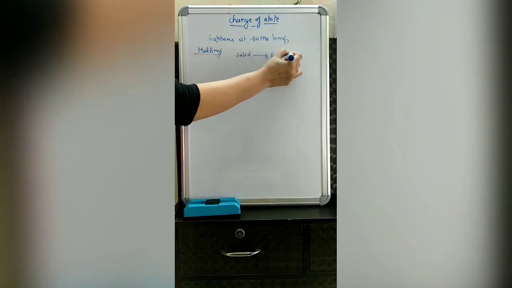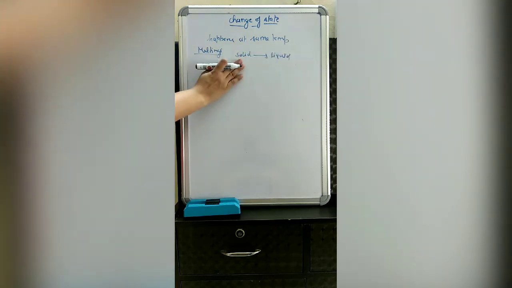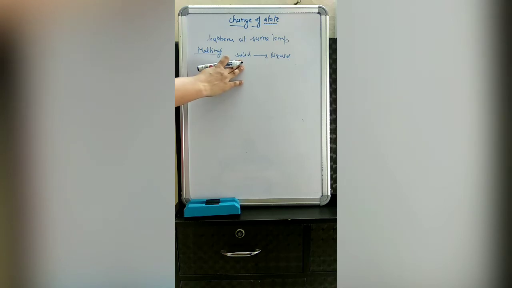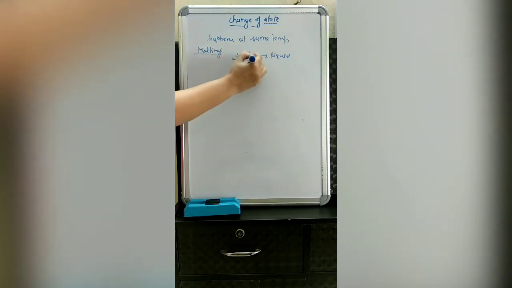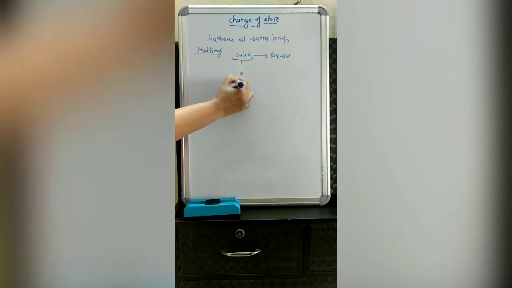Now what is the molecular structure of the solid? The molecules are tightly packed, so there is not much space to move around. Molecules do not have space to move. So the motion of the molecules in a solid is that they are vibrating about their mean position.